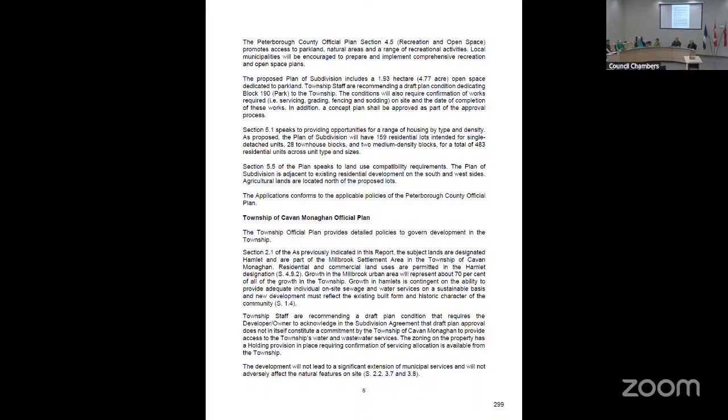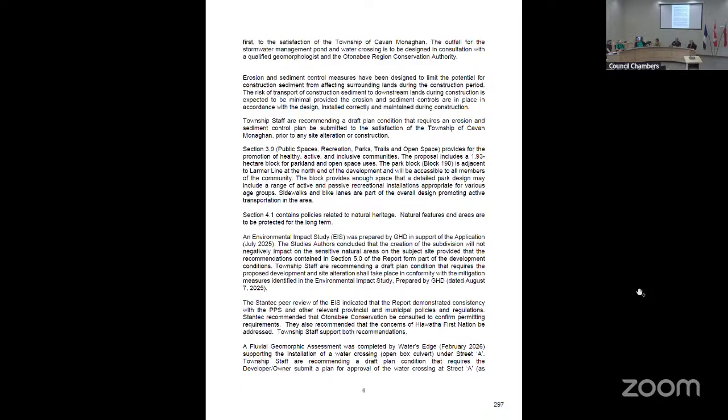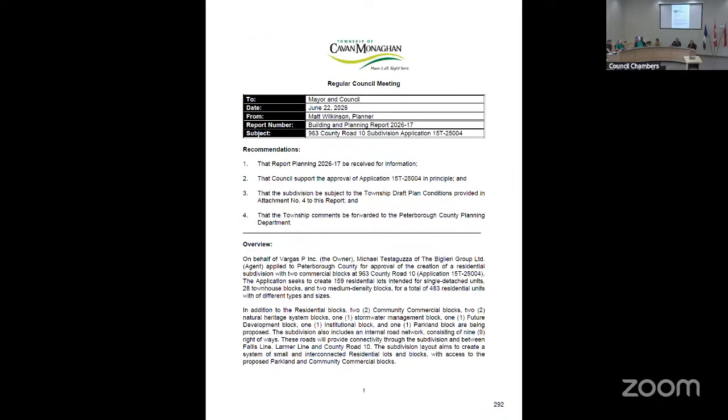Any other questions? Seeing none, the recommendations before us are that report Planning 2026-17 be received for information; that council support the approval of application 15T-25-004 in principle; that the subdivision be subject to the township draft plan conditions provided in Attachment 4 to this report; and that the township comments be forwarded to the Peterborough County Planning Department. Mover and seconder for those 4 recommendations: moved by Deputy Mayor Huntley, seconded by Councillor Nacho. All in favor? That is approved.